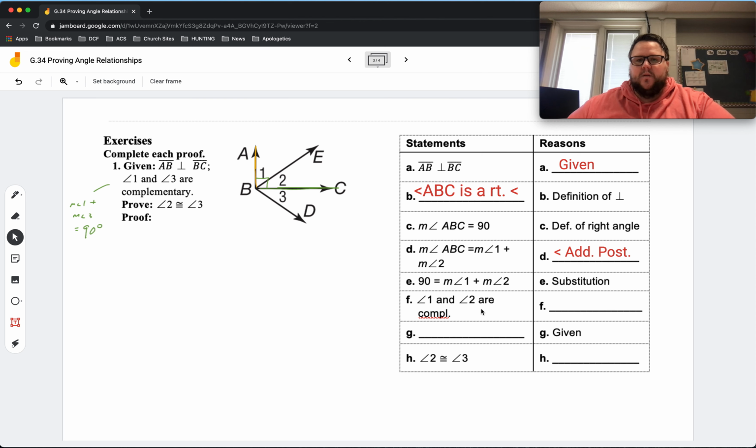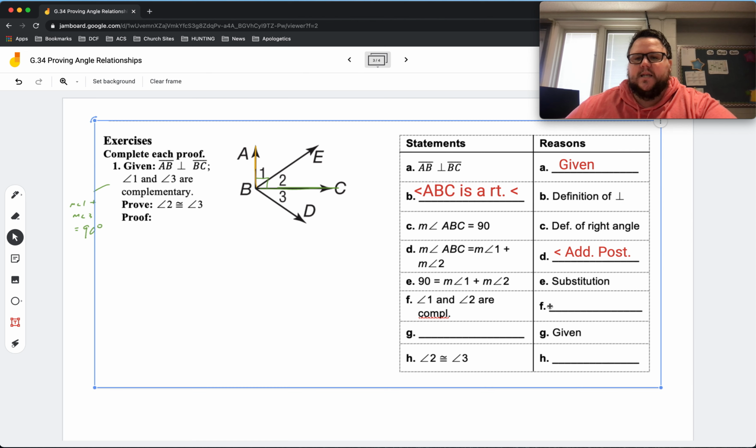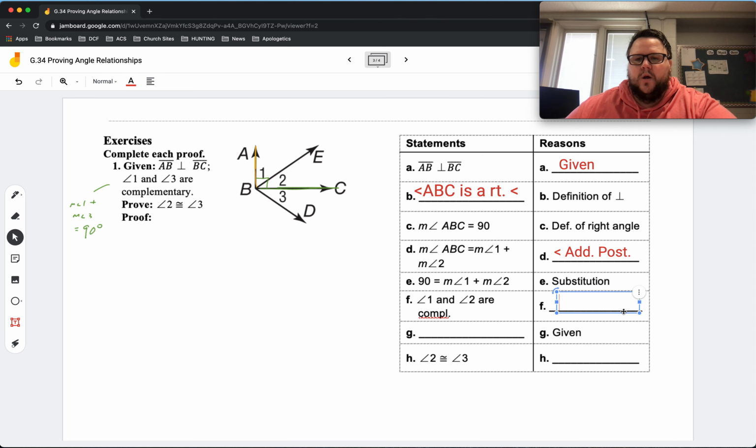They give us that angle 1 and angle 2 are complementary. Why do we know that they're complementary? Because complementary angles add up to 90 degrees. So we know they're complementary because they add up to 90 degrees, and that's the definition of complementary angles.